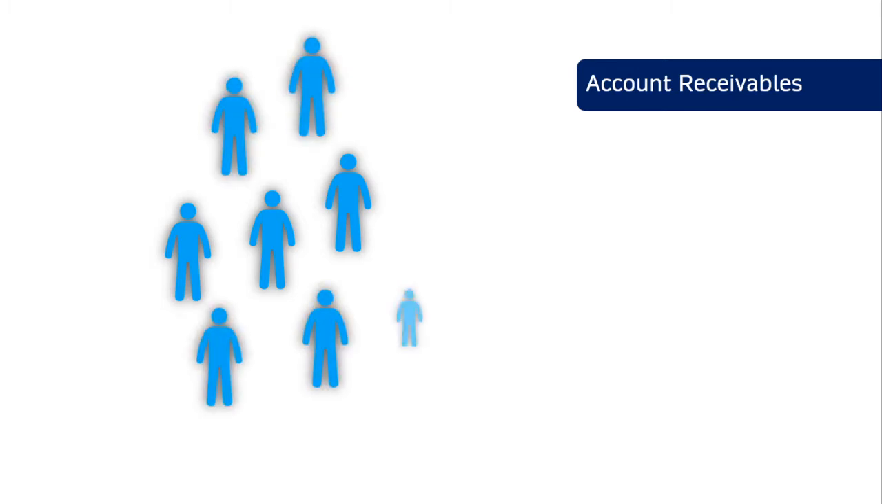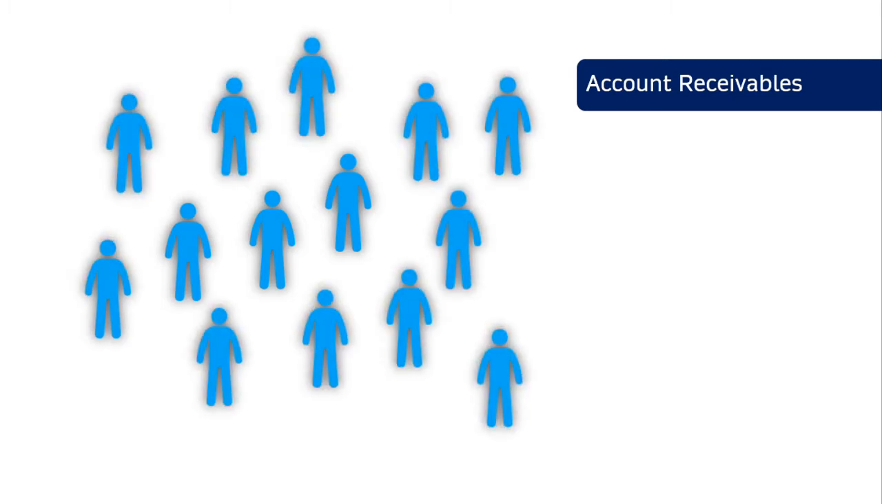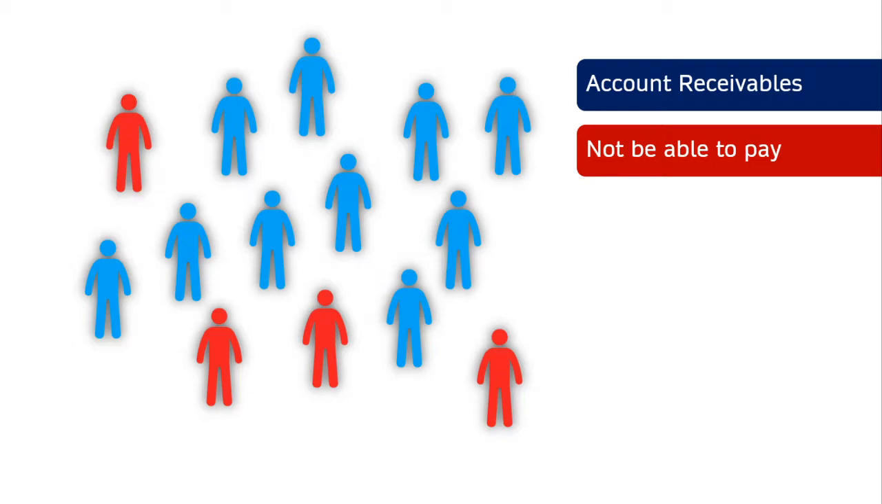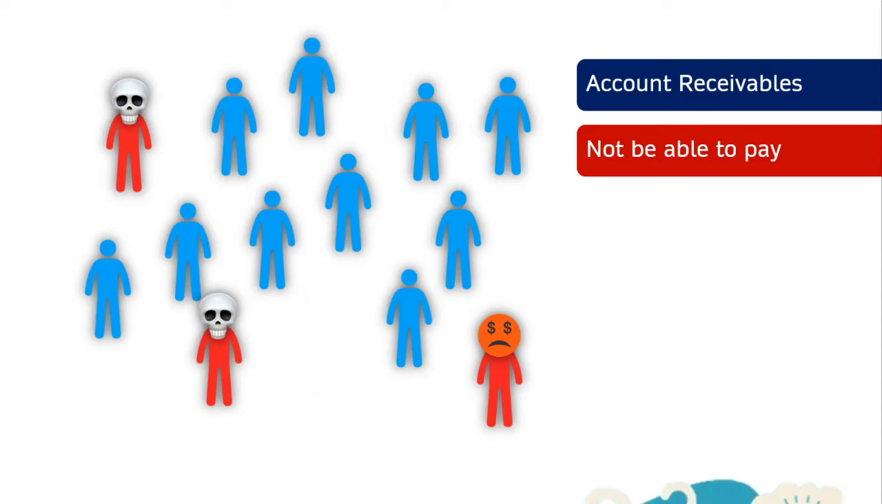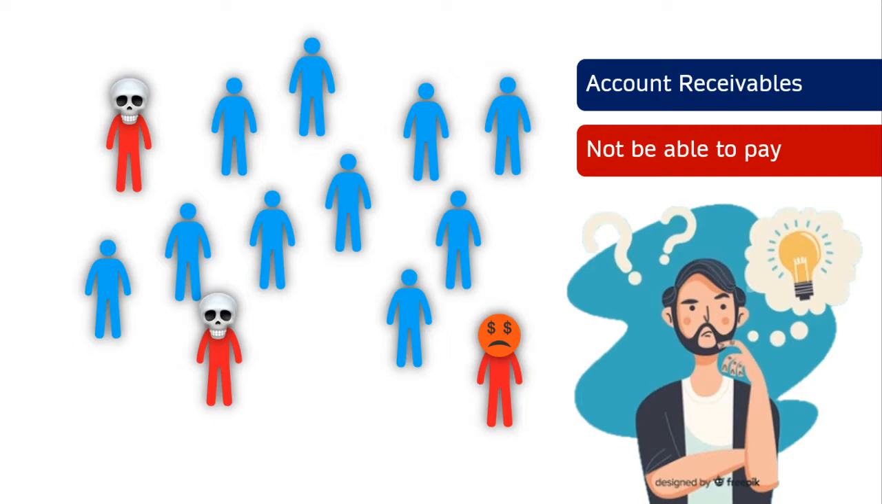First, let's see why we need to provide allowance for impairment of trade receivables. Let's say we have this much accounts receivables. Some of them may not be able to pay. This is due to bankruptcy or death, or simply they just disappeared. Applying the conservatism concept, we need to forecast how much accounts receivables we will not be able to collect.